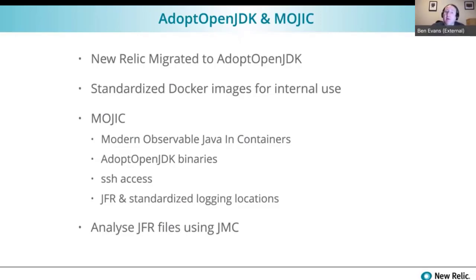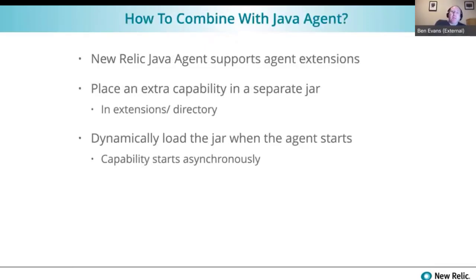People were producing JFR, and they were analyzing those files using Mission Control. But in the back of my mind, I was still thinking, how do we combine this? How do we blend this with the Java agent? Well, it turns out that the New Relic Java agent supports agent extensions. That's additional capabilities, additional functionality, or additional instrumentations. In some cases, some of our customers have even written their own extensions, which are their own proprietary things that they wanted, and just plugged into our API to take advantage of that.